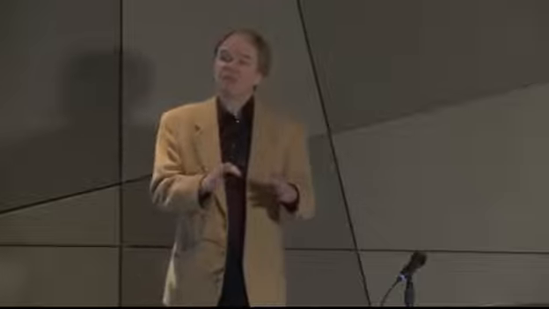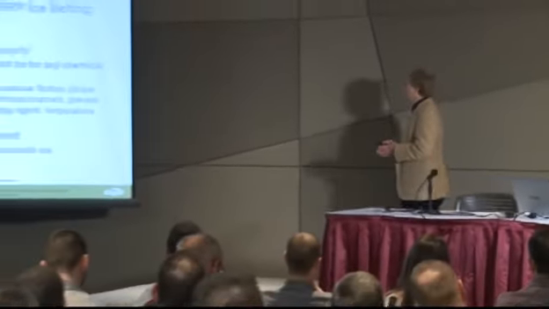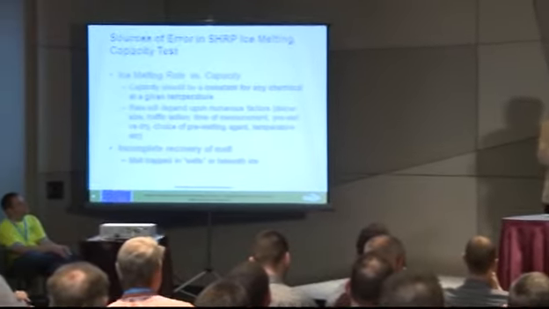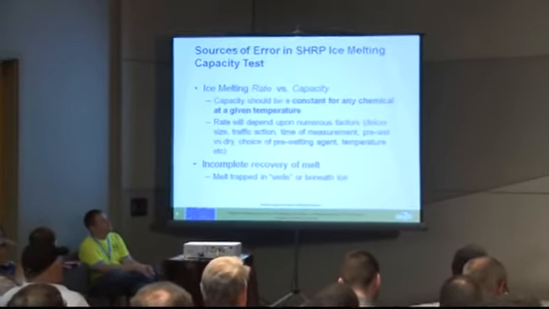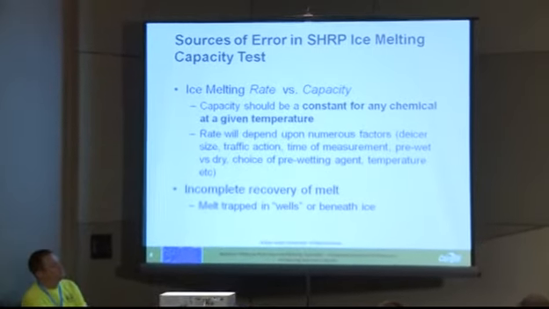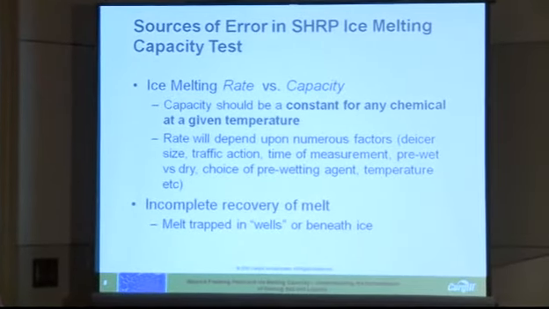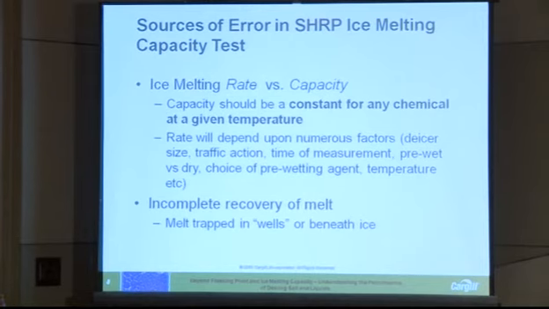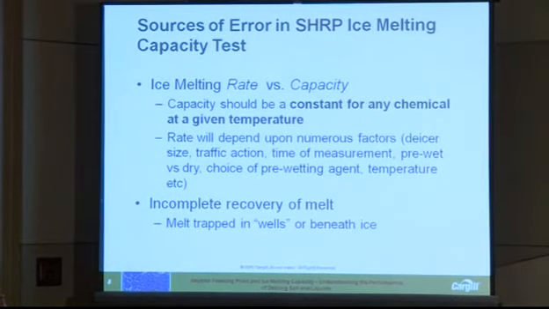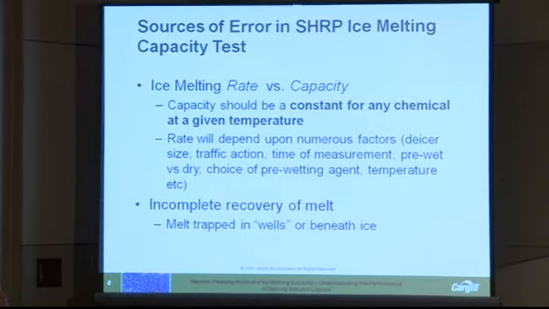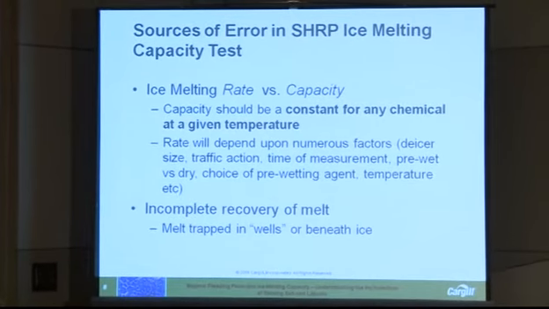Ice melting rate, on the other hand, is not carved in stone. Ice melting rate is the amount of time that it takes for a chemical to release all of that ice melt that it has available to it. And it depends on a wide variety of factors. The ice melting rate will depend on the size of the deicer particles. It will depend on whether or not there's traffic action. It will depend on how long a period of time that deicer is allowed to work. It will melt ice faster at the beginning and slower as time goes by. It depends on whether the deicer is wet or dry. And if it's wet, on what the pre-wetting agent is. So all of these things will influence how fast the deicer works.